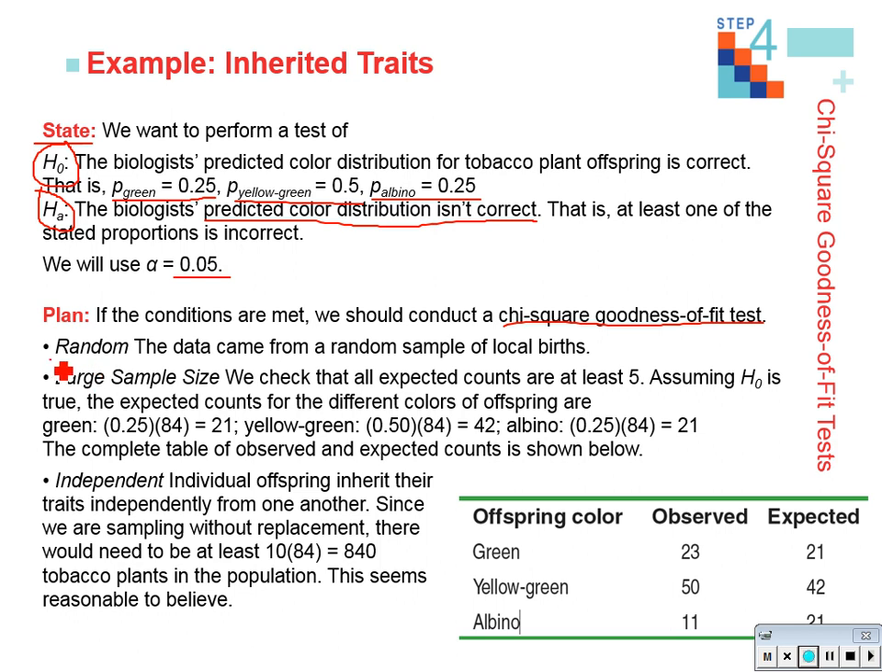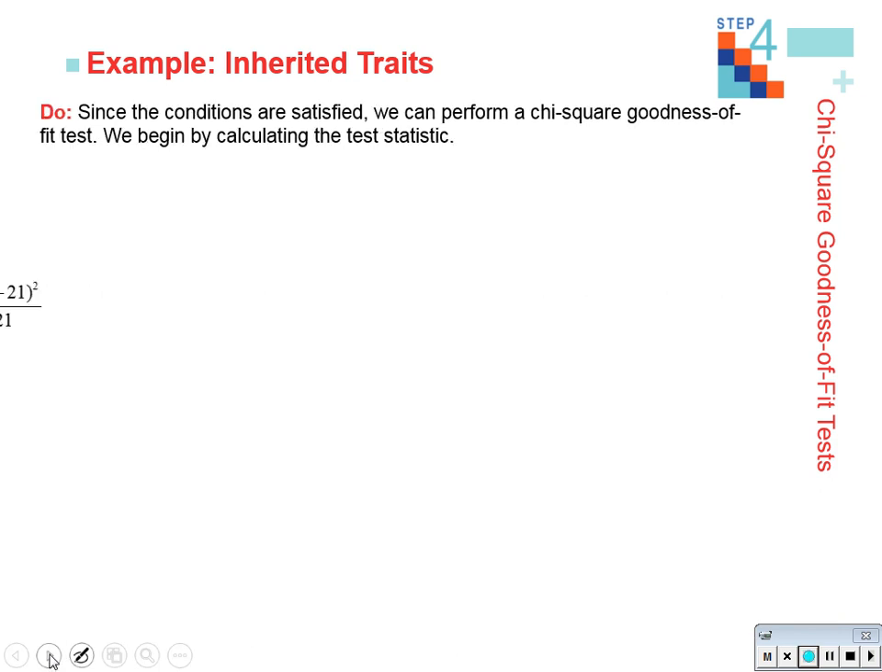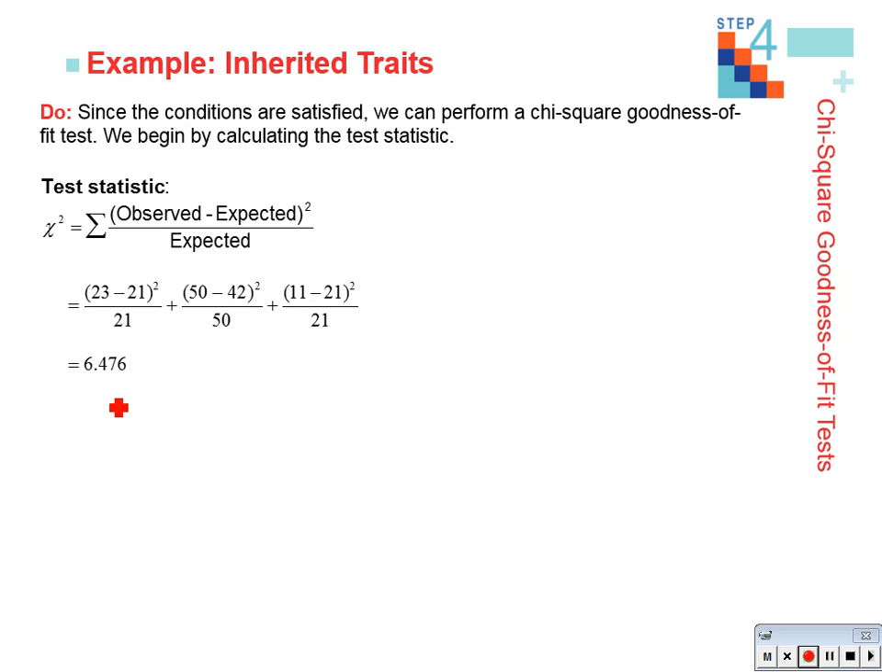We're going to check conditions: the random condition, and large sample size, so we want to make sure that all the expected counts are at least 5. If they had 84 plants altogether, and I did 25% for the green and albino, that would be 21 expected plants, and 50% for the yellow-green would be 42. And then independence: if they're choosing 84 plants, we need to assume that there are at least 840 plants in the population.